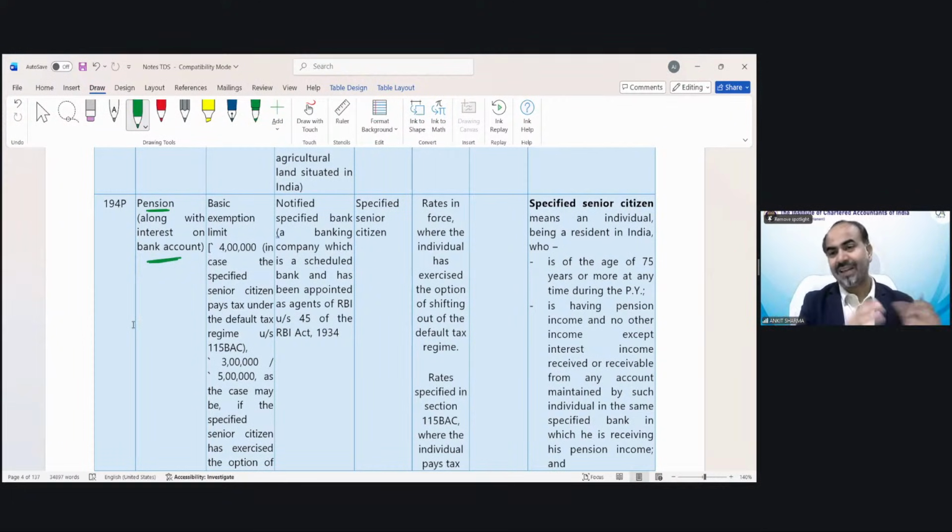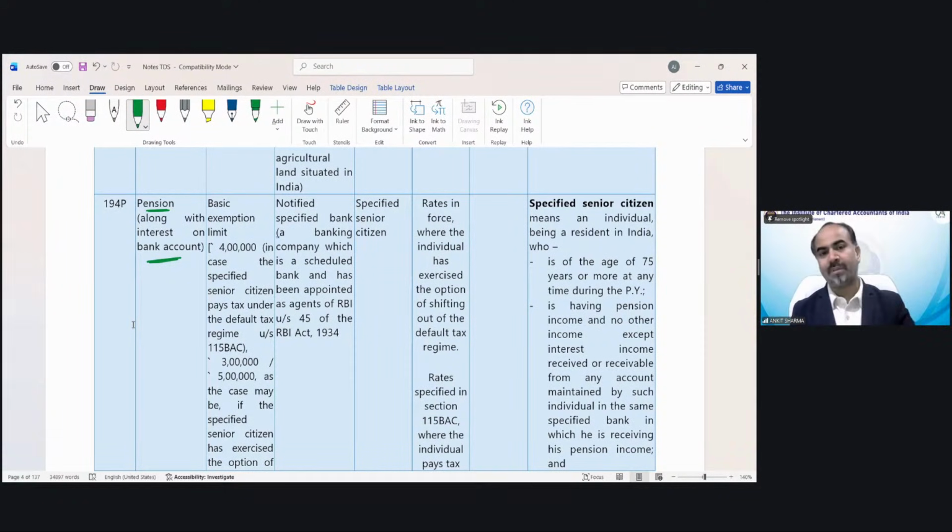So if any senior citizen is receiving pension, then the TDS provision would be applicable if these specific conditions have been satisfied. If the pension is exceeding your basic exemption limit, which is 4 lakh in case of the default tax regime, and 2,50,000 or 3 lakh rupees or 5 lakh rupees. Of course, in this case, 3 lakh and 5 lakh would be applicable because 2.5 lakh is not for senior citizens. So if you are receiving pension and it is not exceeding your basic exemption limit, whether it's 4 lakh or 3 lakh or 5 lakh, then there would not be any TDS liability.